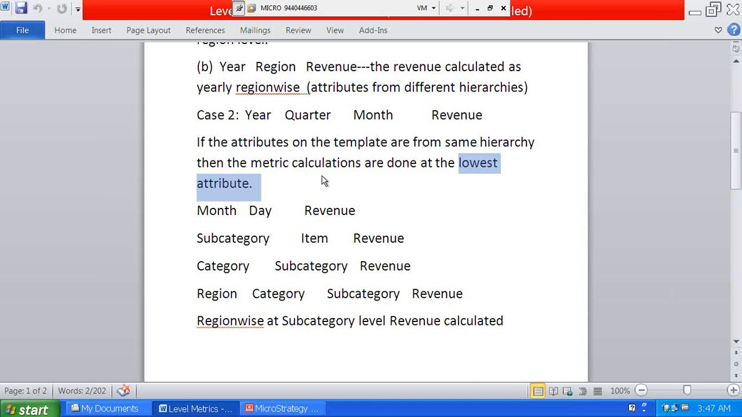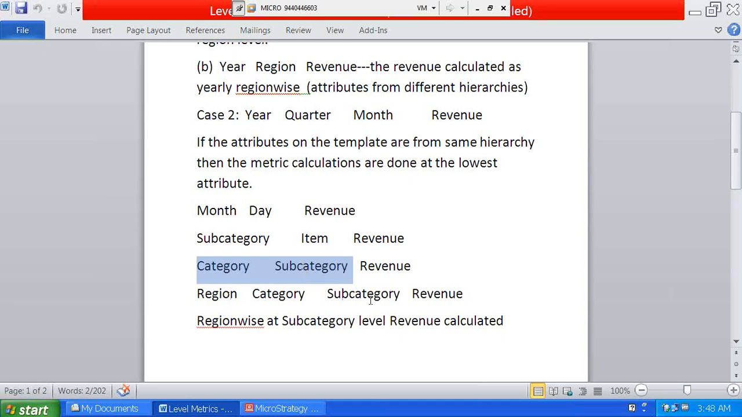If it is month and day, please tell me, which level? Day. Subcategory and item? Item, very good. Item is the lowest attribute. Category and subcategory? No, category is the topmost attribute. Child attribute is subcategory. So subcategory level.